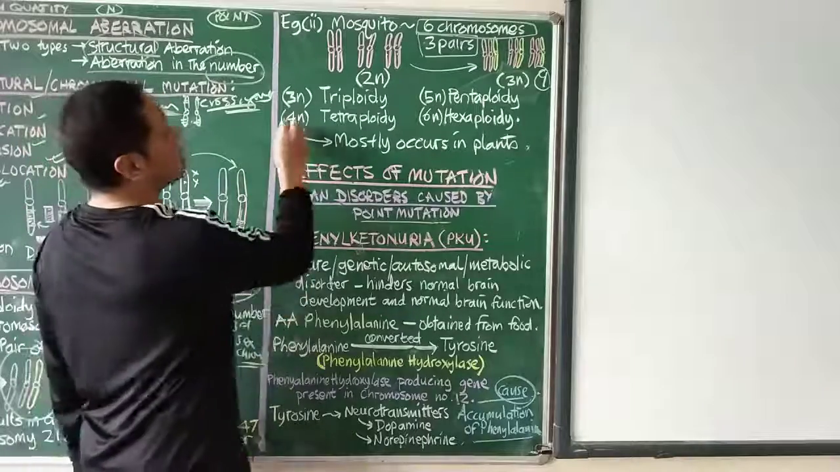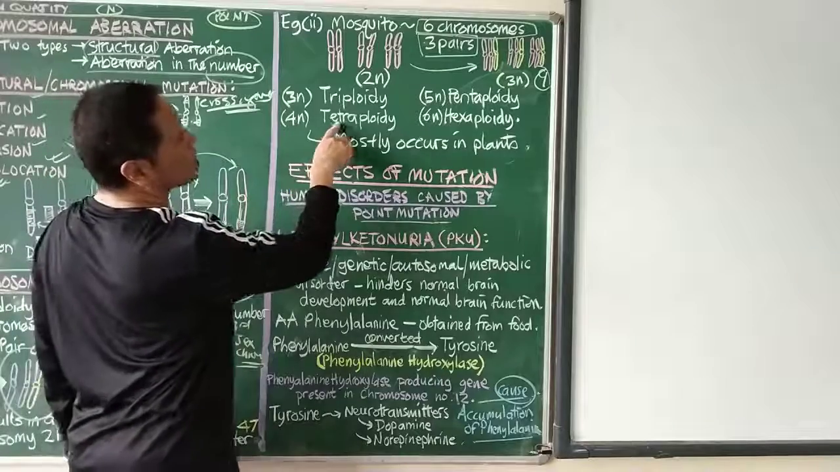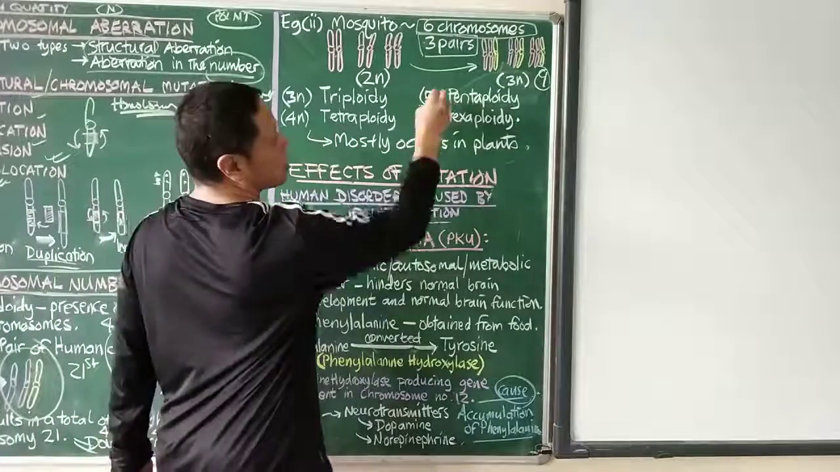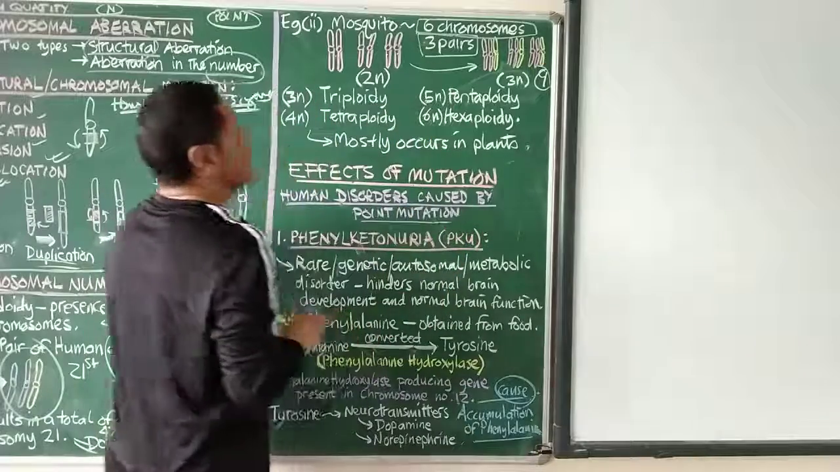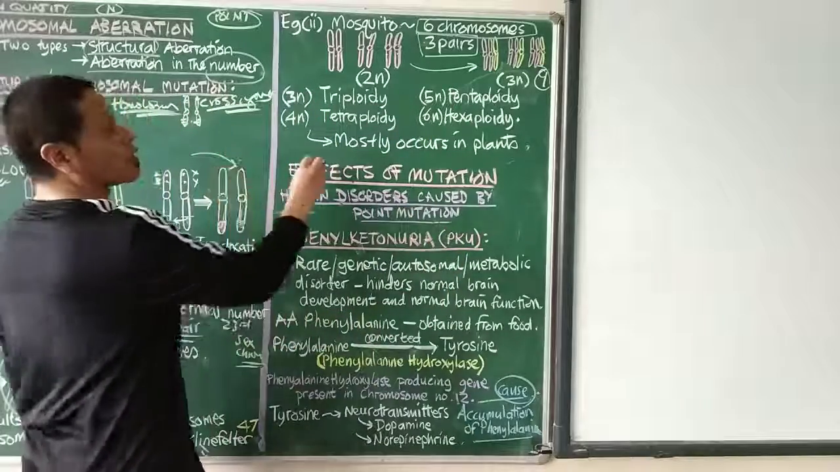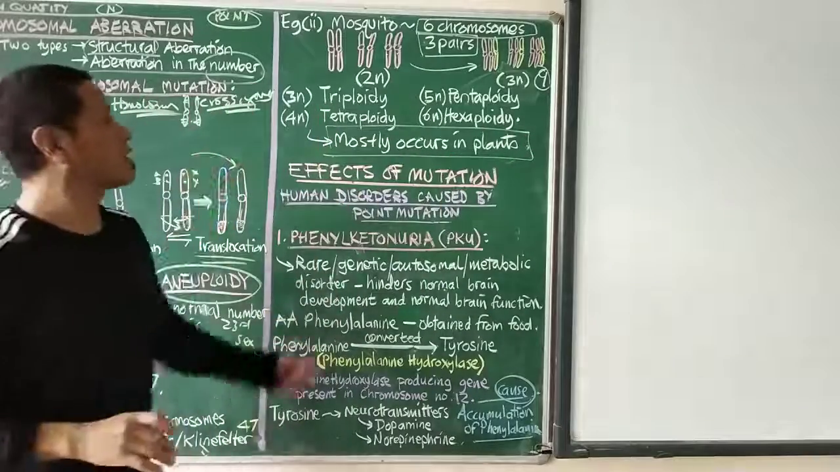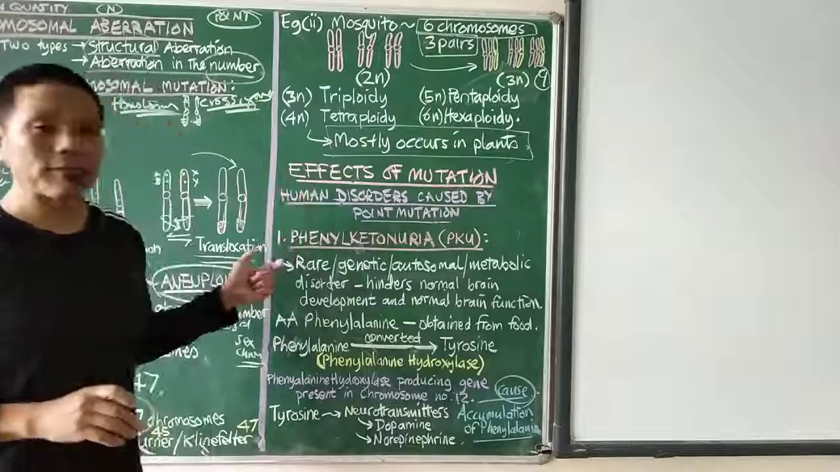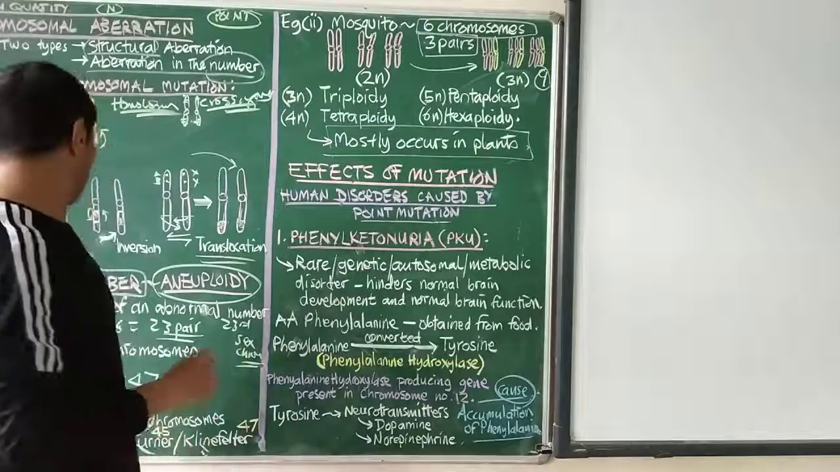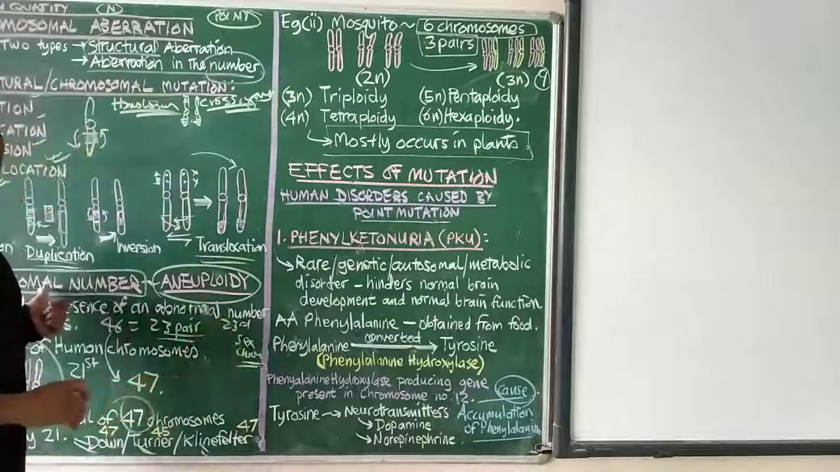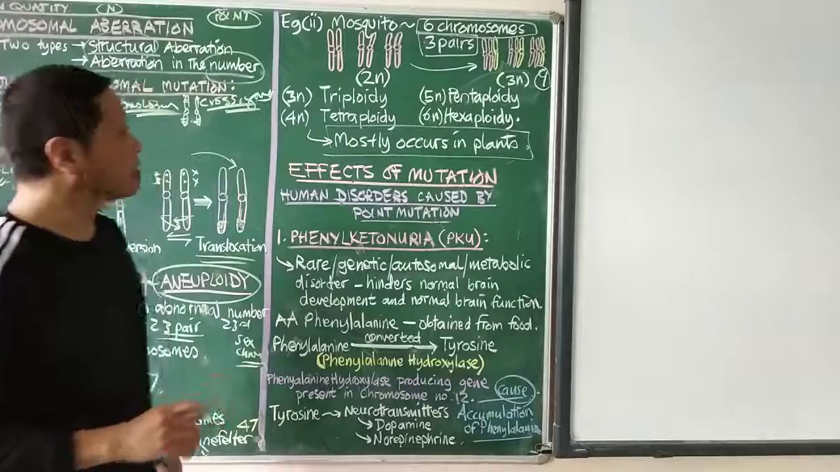You can have 4n number of chromosomes also, where it's called tetraploidy. Likewise, 5n, pentaploidy, 6n, hexaploidy, and so on. Okay, so this mostly occurs in the higher flowering plants. Just understand that this kind of chromosomal abnormality occurs mostly in plants. So that is another example of abnormal number of chromosomes in an organism, aneuploidy.